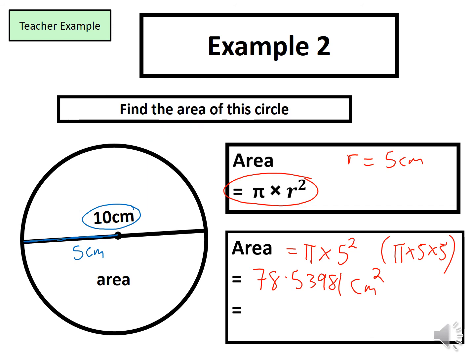That is not our final answer. We must round it to 2 decimal places. Generically, you should round it to 2 decimal places unless specified otherwise. So rounding to 2dp, that will give us 78.54 centimeters squared to 2 decimal places.